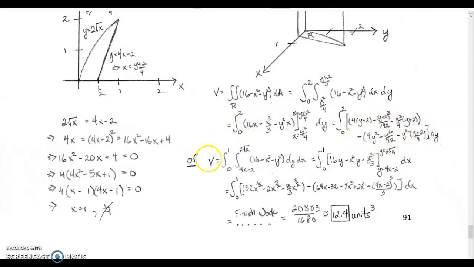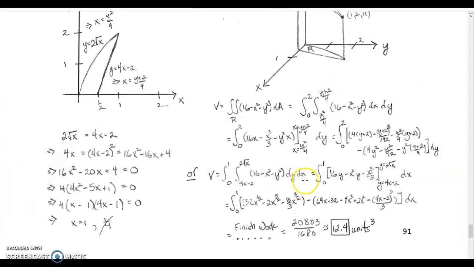So let's go back and set it up in terms of dy dx. In terms of dy dx, that means I want x to be my outside integral. So x goes from the constant 0 up to the constant 1 to cover the whole region. And then y goes from the function 4x minus 2 up to the function 2 square root of x. So that's how I would do that.